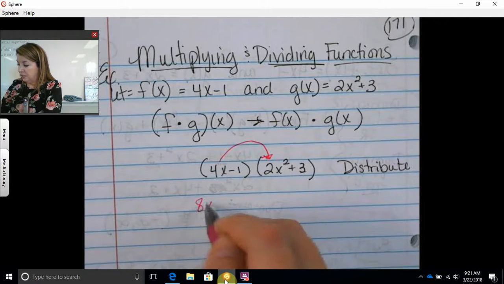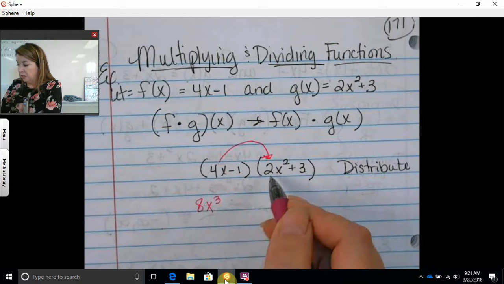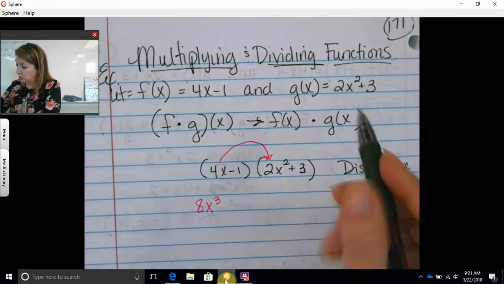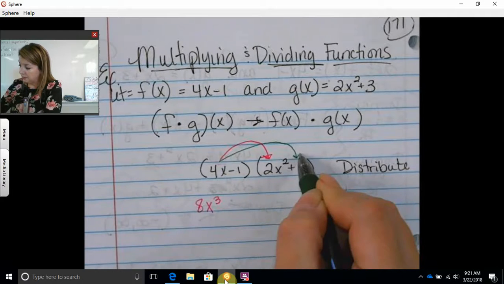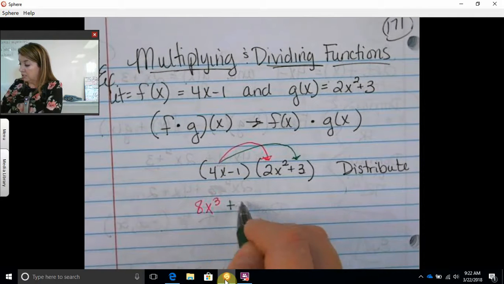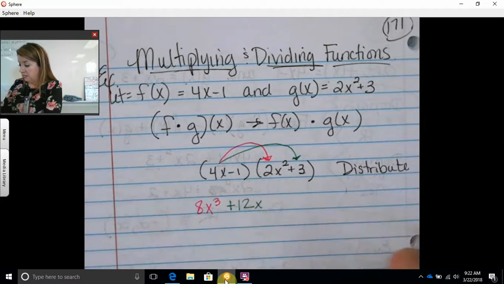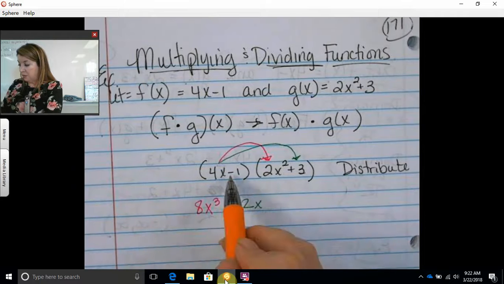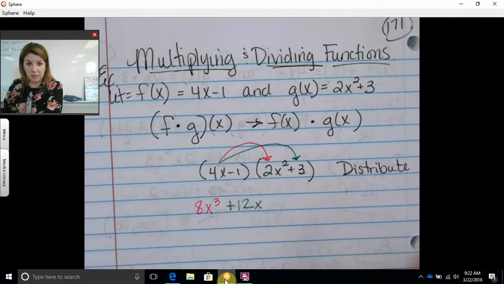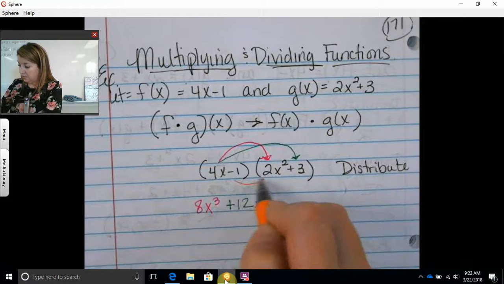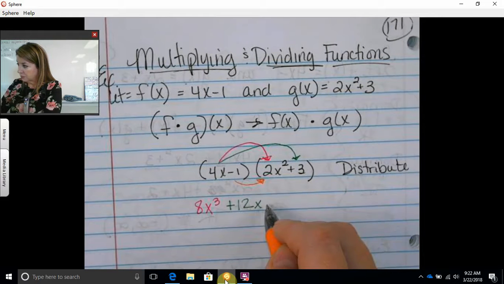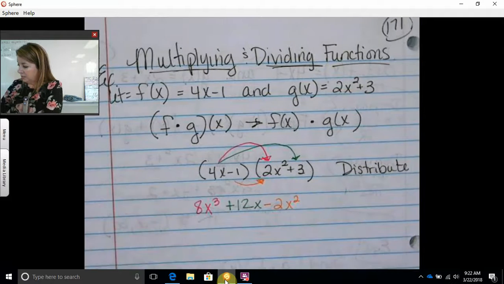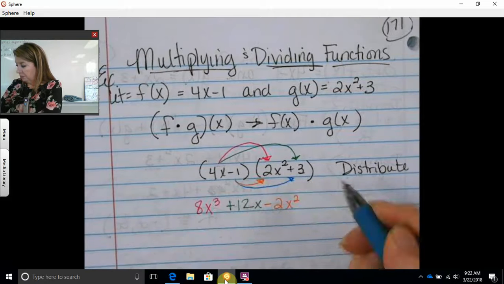Nice. 8x cubed. Multiply the coefficients. X times x squared, keep the base, add the exponents. All right, what is 4x times positive 3? 12x. But it's not squared, because I only have one x here. The 3 doesn't have an x, right? So now I'm going to distribute the -1 to both terms in the second set of parentheses. So -1 times positive 2x squared, negative 2x squared, and -1 times positive 3, -3.